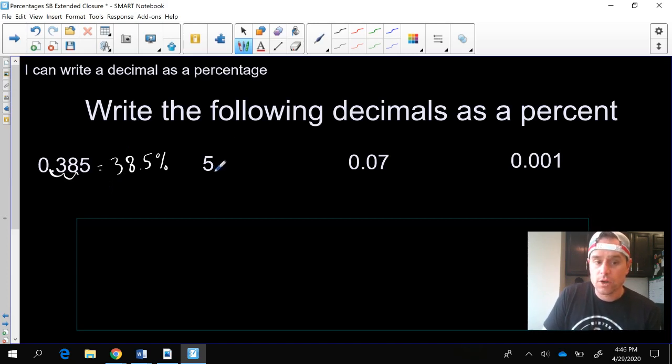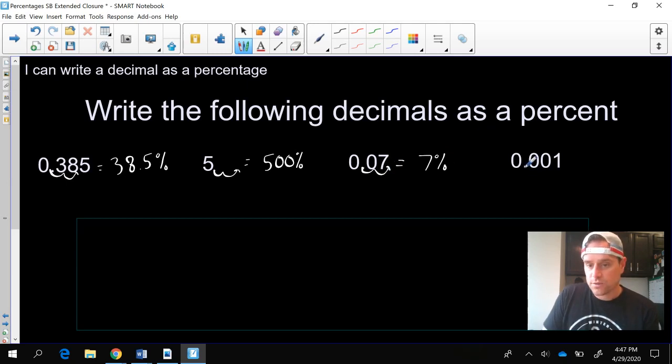Well, what about the number 5? Where does the decimal start? It's right here. It's going to be 1, 2. The number 5 is equal to 500%. A lot of people think 5 is going to be like 5%, and that's not true. It's 500%. 0.7, if you have 0.7 of something, 0.07, that's just going to be 7%. Watch where our decimal is, right here. And last but not least, watch where the decimal is. It stops right there. You move it over 2. So if you have 0.001, in this case it'd be 0.1%. Move it over twice.